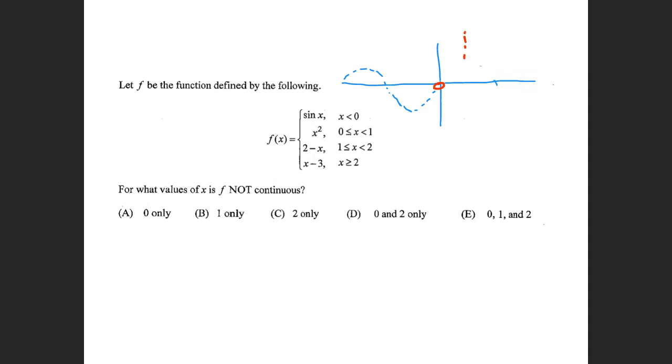So I do know that this is a parabola, and that parabola is going to be opening up. So I know that this is going to go, and it's between 0 and 1. So it's going to go like this. And this point right here is an open dot.